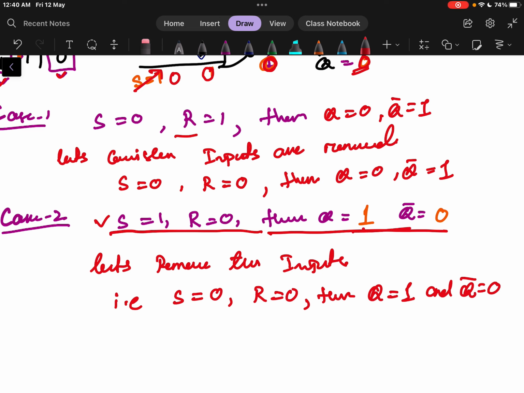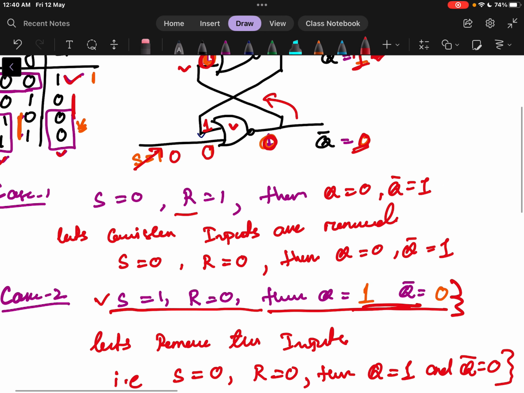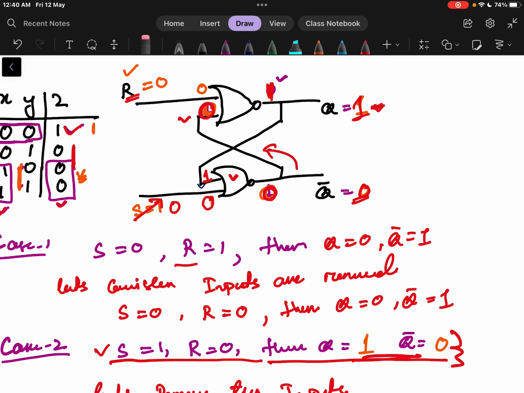So, see here this condition and this condition. So, they are the same, that means after removing the input also it is remaining the same. So, next let us take another case where S equals to 1 and R equals to 1. If I give both the values equal to 1, so what will happen? So, let us analyze that. For that, let me erase all these values first.